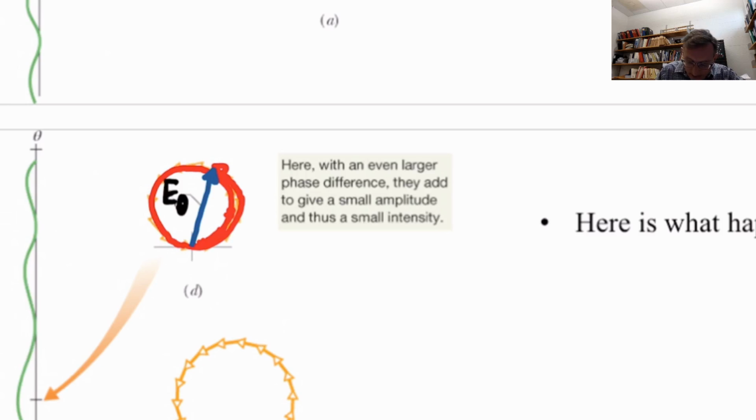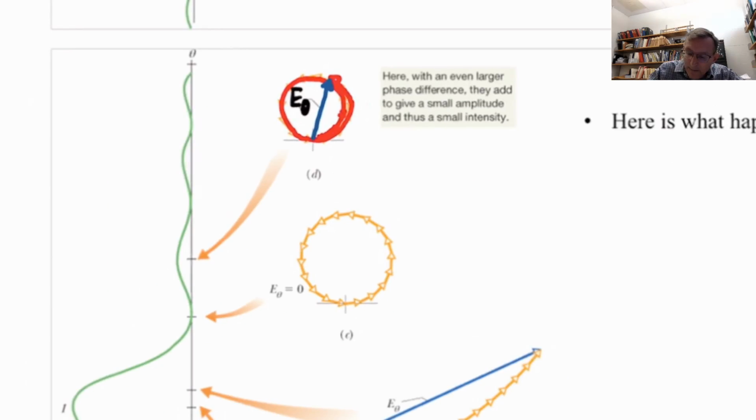However, it's not a very big peak. Not certainly compared to the E max we had before, right? It only goes to here.